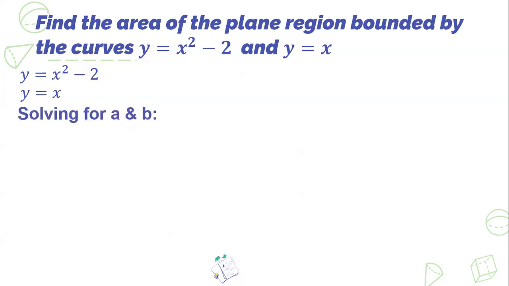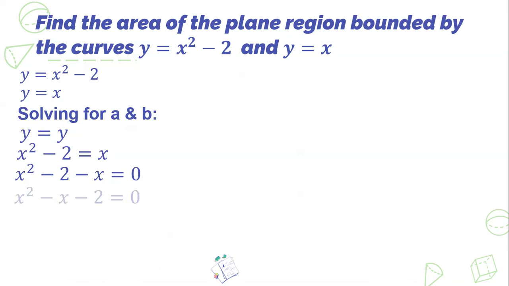So we solve first for the missing a and b. To solve that, we have two values for y, so we can actually equate y and y. Then we substitute x squared minus 2 and x. Then we form a quadratic equation. We make it standard form so that it becomes x squared minus x minus 2.